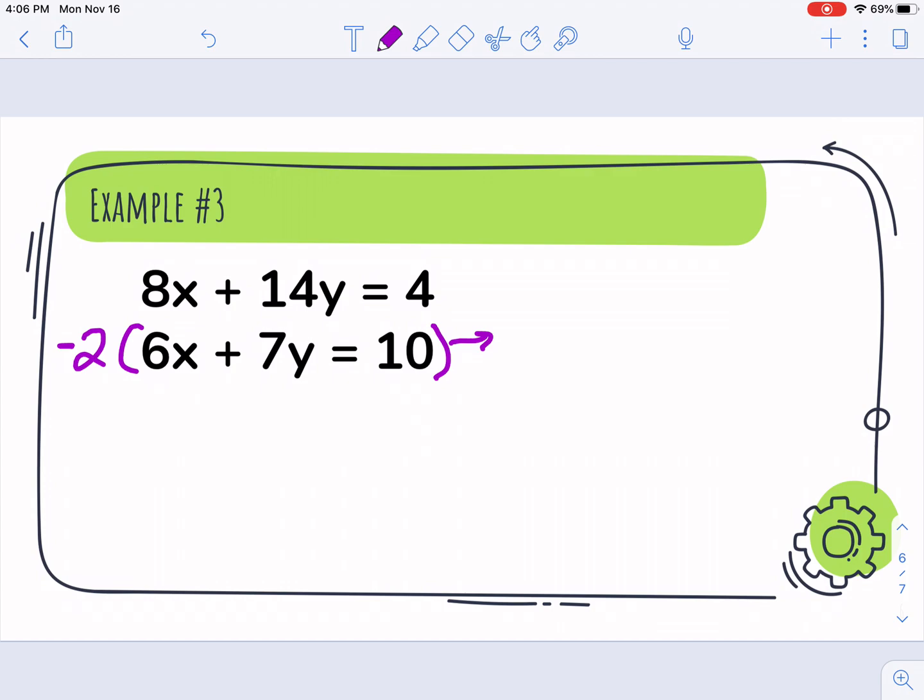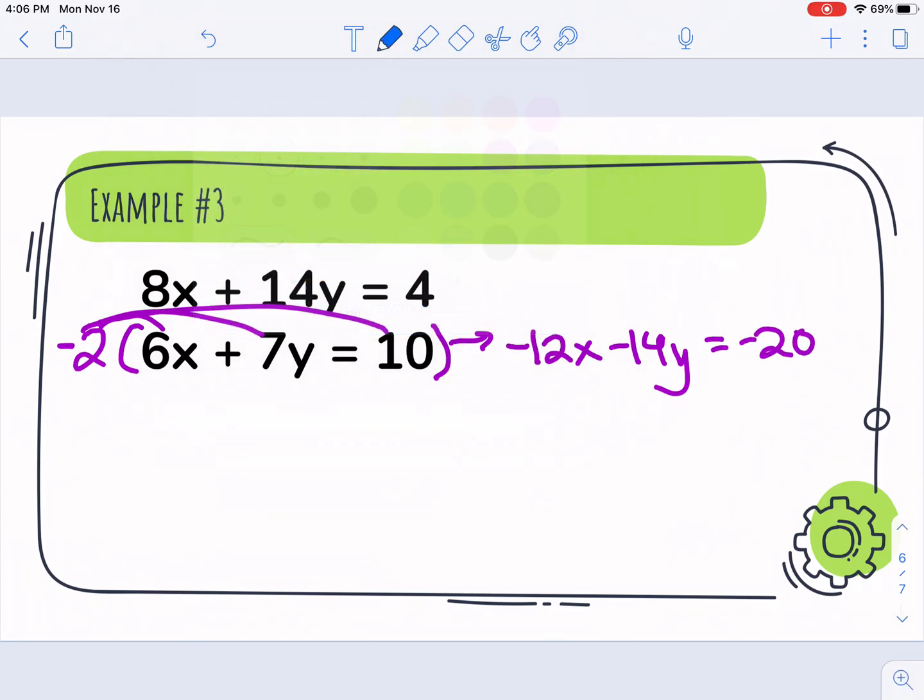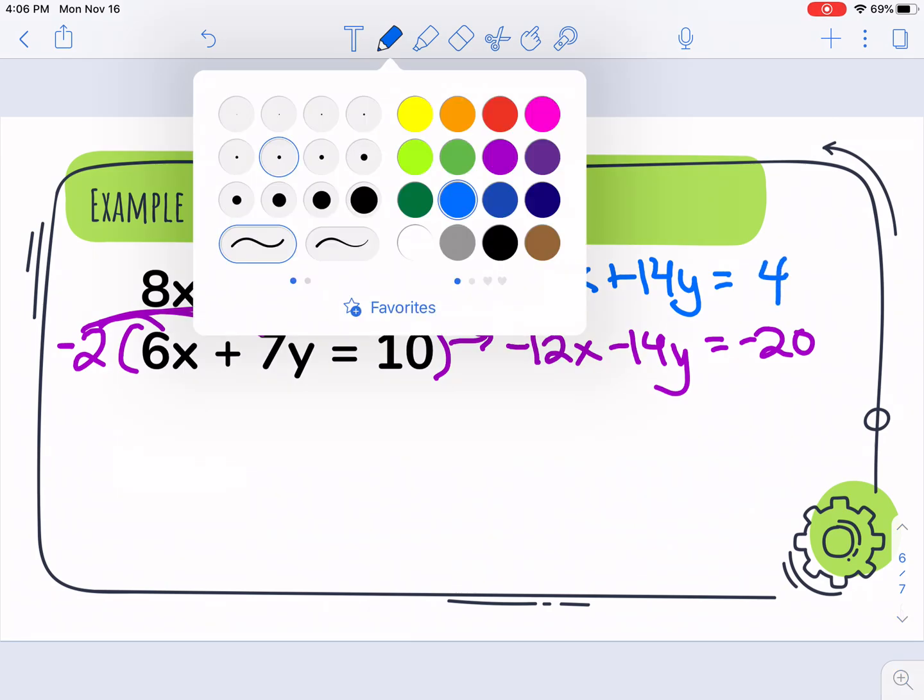So if I multiply it by a negative 2, negative 2 times 6x is negative 12x. Negative 2 times 7 is negative 14y. And negative 2 times 10 is negative 20. I can go ahead and rewrite the top equation. 8x plus 14y equals 4. Now we're ready to add.